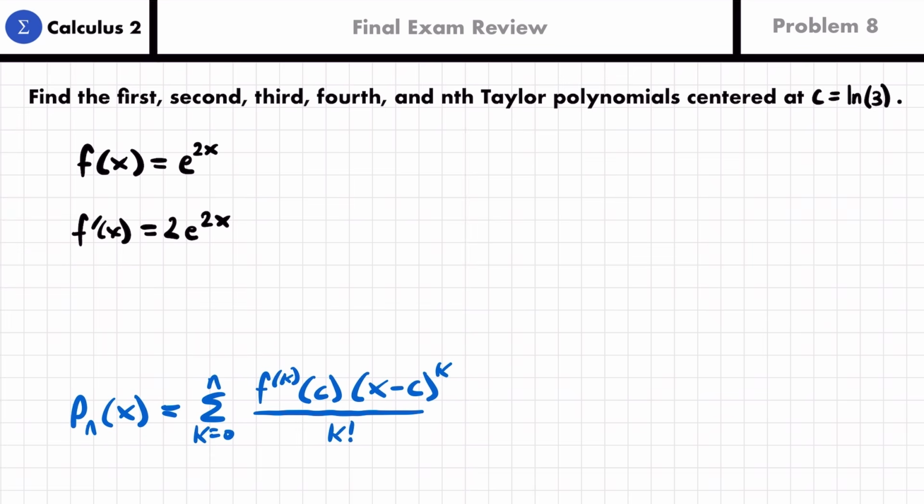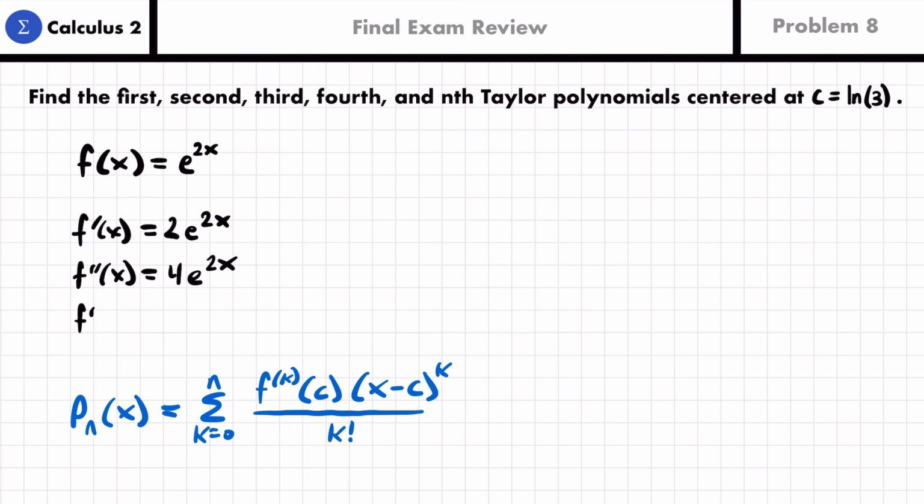Now for the second derivative, f double prime of x, we'll take the derivative of the first derivative, which is really going to be the same derivative, it's just that we're going to be multiplying by another 2 when we take the derivative of that exponential part. All right, the derivative will just be this function again, but then multiplied by another 2. So we get 4 times e to the power of 2x.